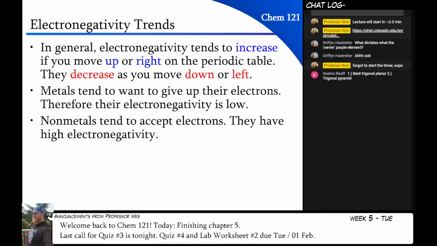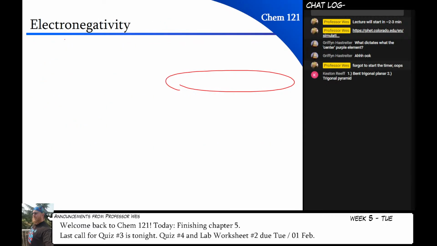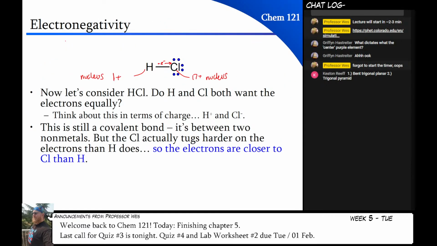All right. The last thing we're going to do is apply this to create a term called polarity. So polarity is, if I go back to this description right here where I had my H and Cl, how far my electrons are unevenly shifted. Something is polar if the electrons tend towards one side more than they do the other side.